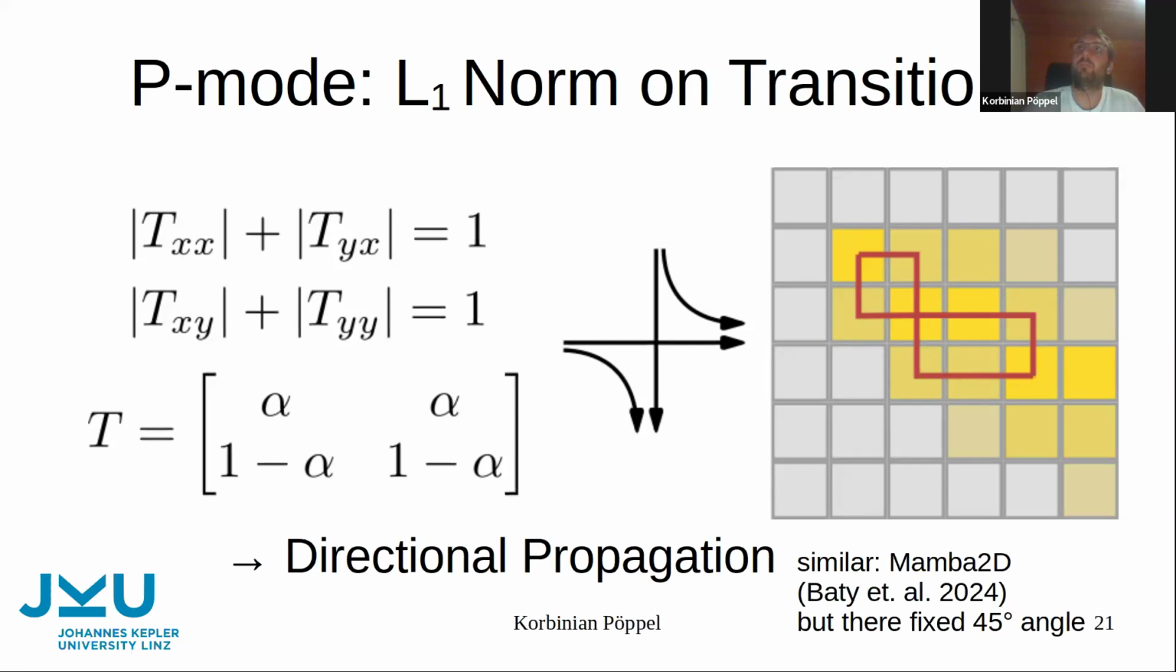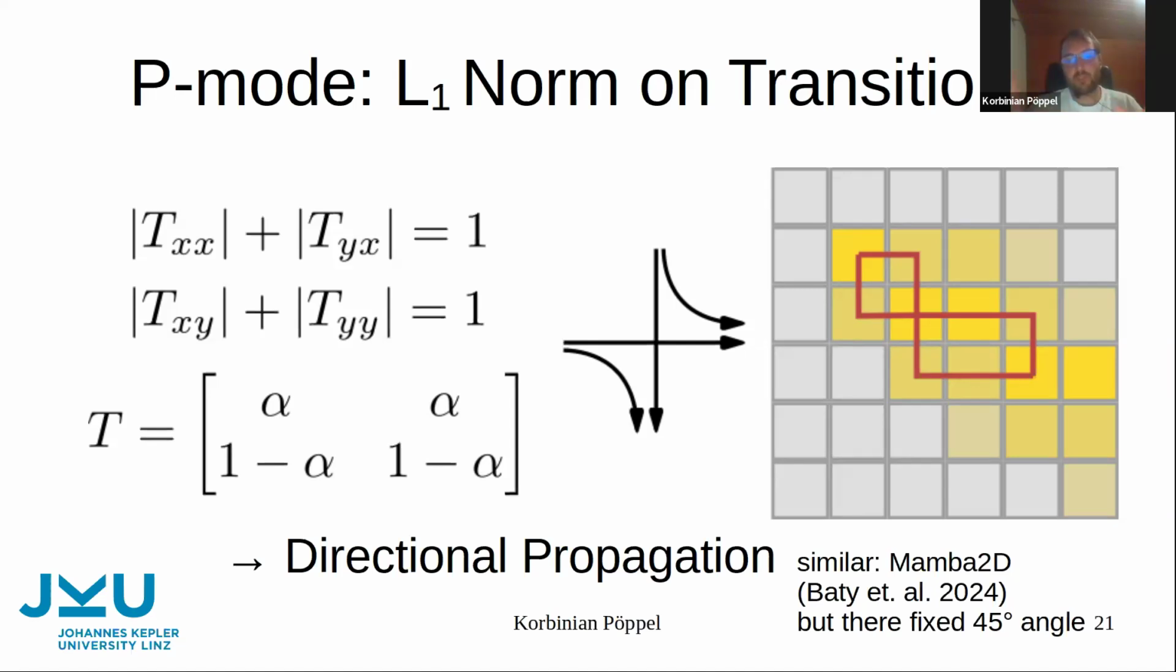And actually, this moving along a line would similarly work also in directed acyclic graphs. A similar idea was already explored in Mamba 2D, but they fix the angle here at 45 degrees. So actually, it's all 1/2 here. And this is why this is a bit less expressive than the P mode of pLSTM.